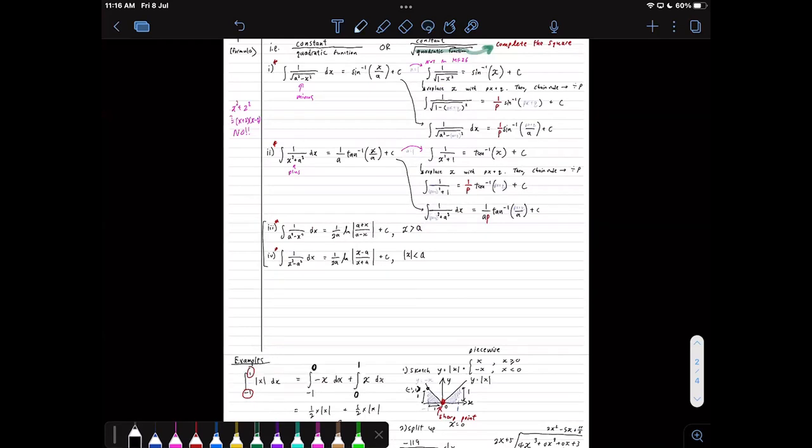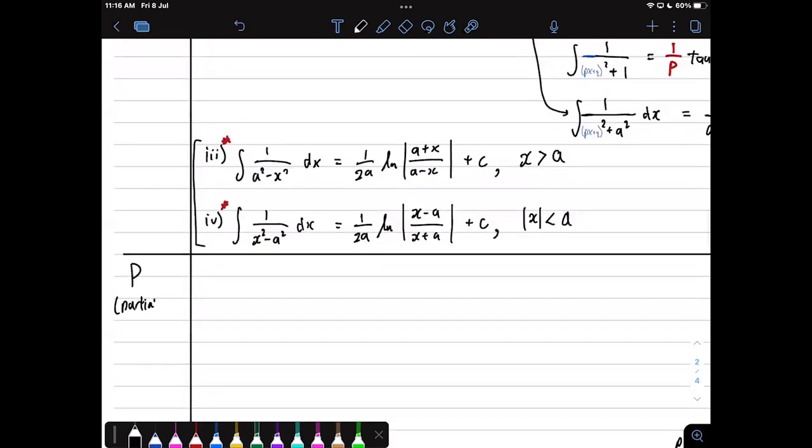Okay, then draw a horizontal line. Now it's P for partial fractions. So what we are going to do is check if the denominator of the integrand, you know what's a denominator? The bottom part, downstairs.